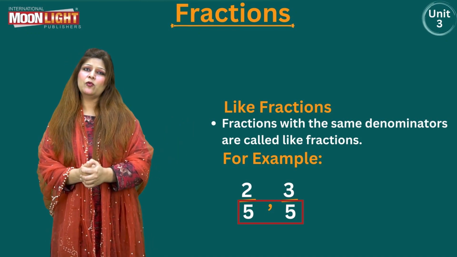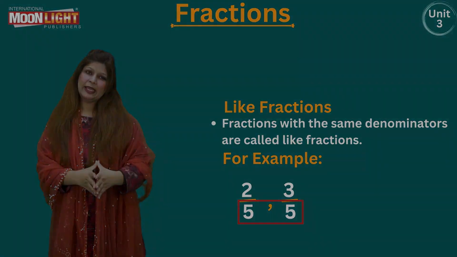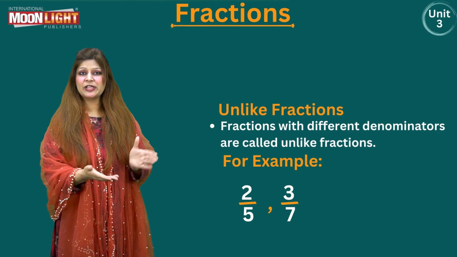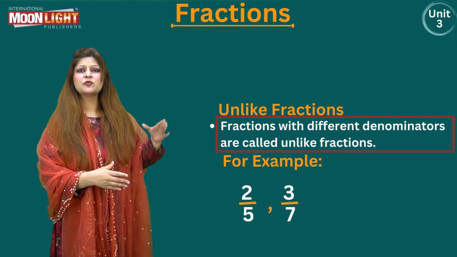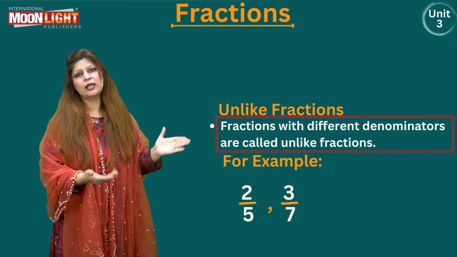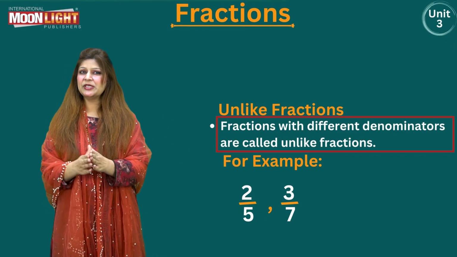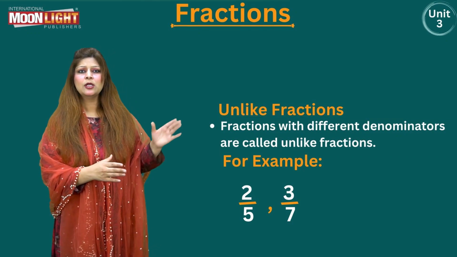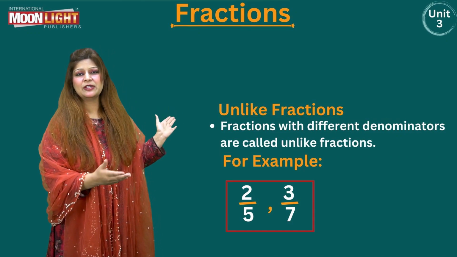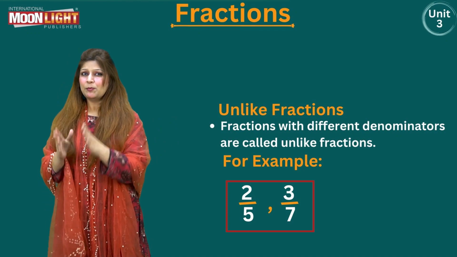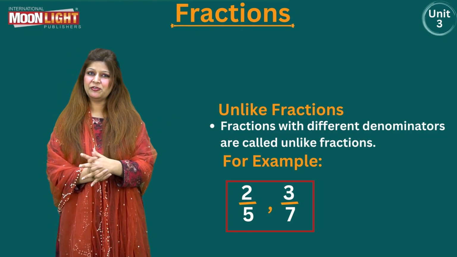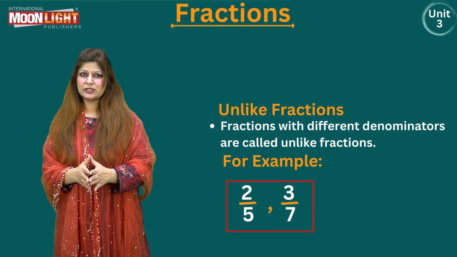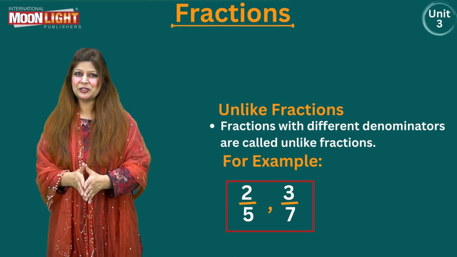In the same way, or you can say the opposite way, unlike fractions, I'm going to define it for you. Fractions with different denominators are called unlike fractions. जैसे कि like में same होता है और unlike में denominator different हो जाता है. For example, 2 by 5 and 3 by 7. Here you can check the denominators. Both the denominators are different from each other. So these two fractions are unlike fractions. Means they have different denominators.